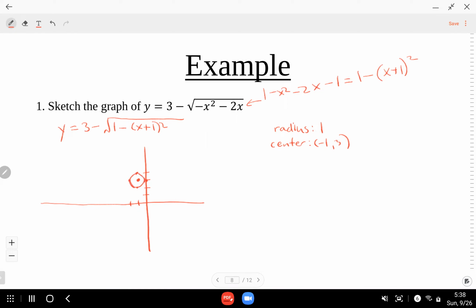And we know that this circle is only going to be the bottom half. Okay, it's only going to be the bottom half. So it's the bottom half of the circle. All right, so that is how you sketch this graph.